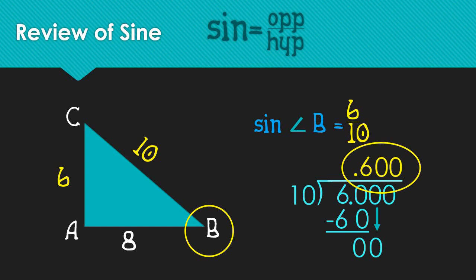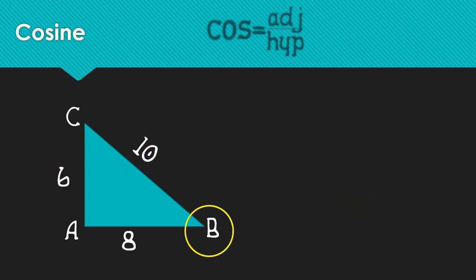Now let's go over cosine. That's in our assignment today. Cosine is found by creating a ratio of the adjacent leg over the hypotenuse, and we can remember the anagram CAH, C-A-H.